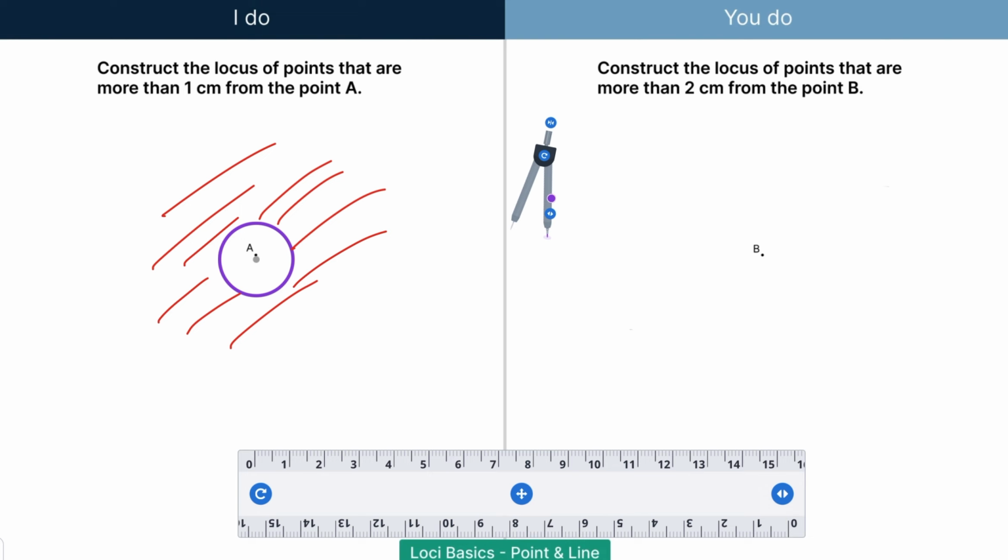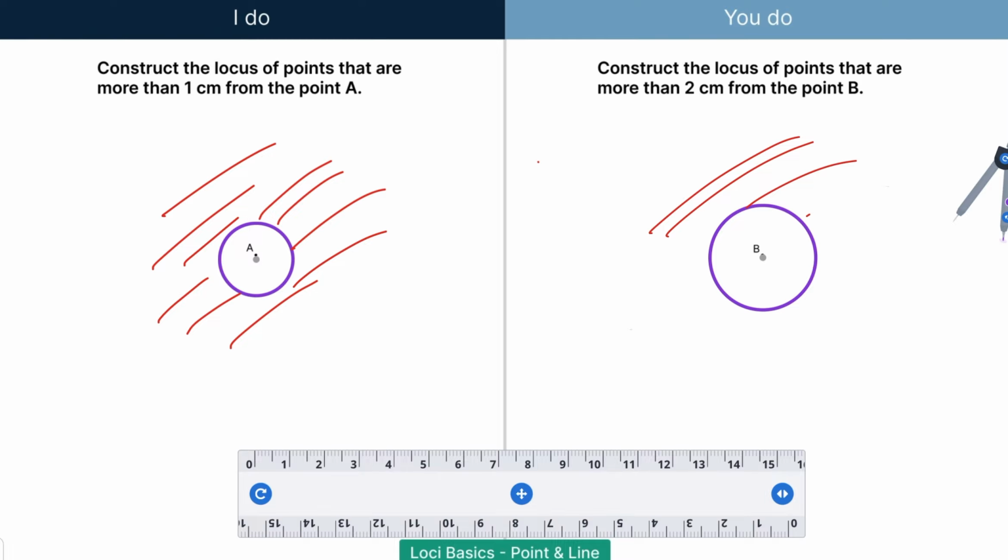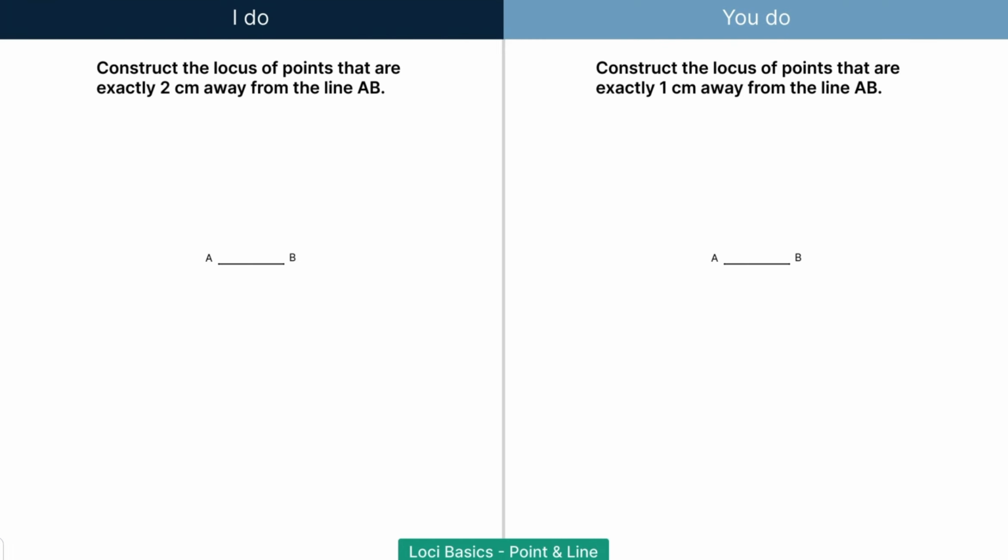And again, the exact same thing on the right. So you would just grab your compass, measure 2 centimeters, draw your circle, and then, oh no, I'm not being completely accurate here, just to speed things up a little bit. So you draw your 2 centimeters, and then it's just a case of shading in the region outside to show, well, actually it's more than 2 centimeters, so that would be the bit outside.